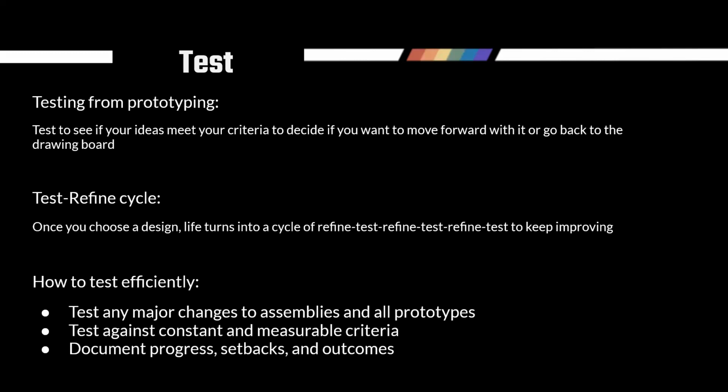So testing efficiently is something that's actually really hard for my team and for a lot of other teams. Testing efficiently means you're testing any and all major changes to any assemblies and any prototypes. You want to test against constant and measurable criteria, which can be really, really hard and not always possible, but you want to be trying to do that as much as possible. So things like, how many points can I score in this amount of time? Out of 10 times, can I pick up this specimen at least 8 of those times? Things that are measurable, that you're going to be able to count on your fingers.